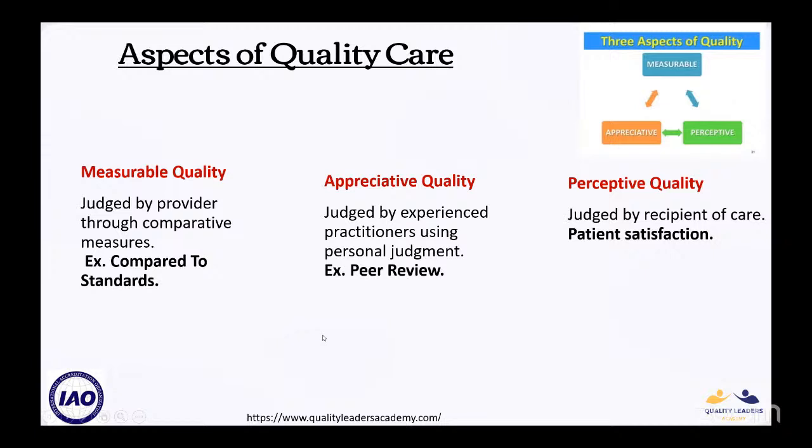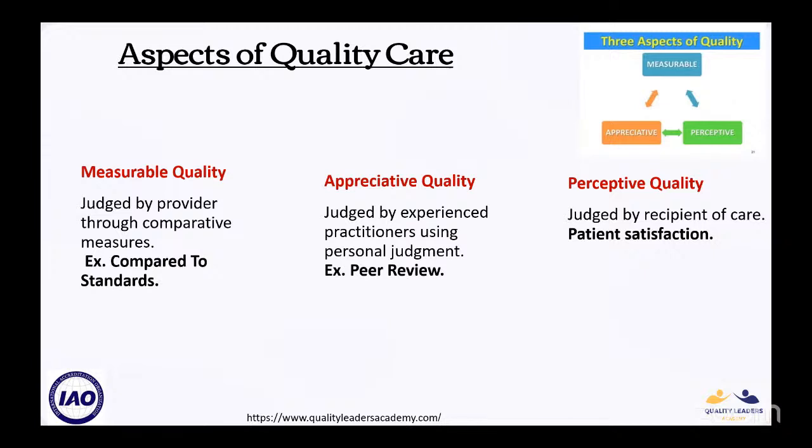Now, coming to appreciative quality. Appreciative quality is judged by experienced practitioners using personal judgment. Example, peer review. So this is like the "I know it when I see it" version of quality. For example, if an experienced surgeon watches a junior operating and says, yes, that's an excellent technique, or no, that doesn't work, they're using their experience, their judgment, their years of experience. Peer review is the classic example.